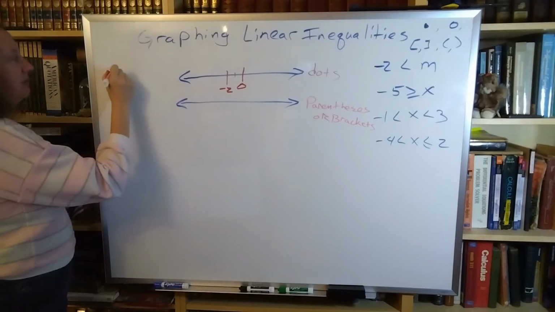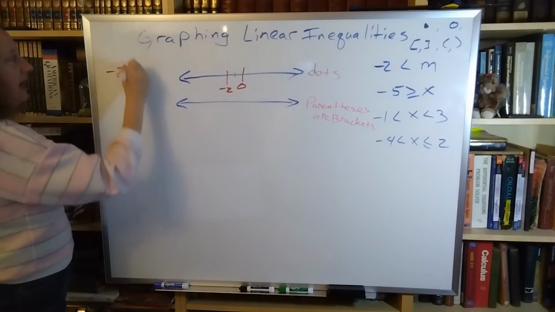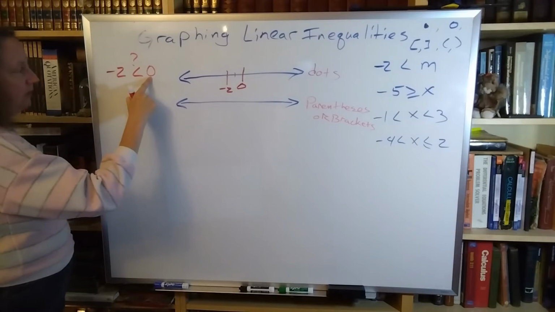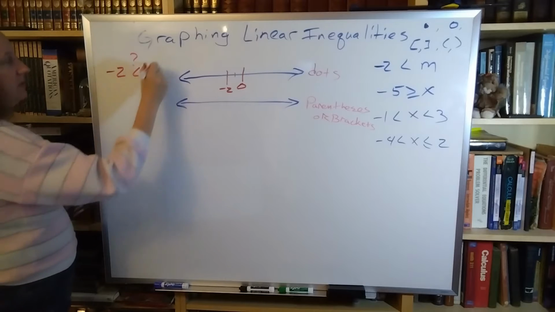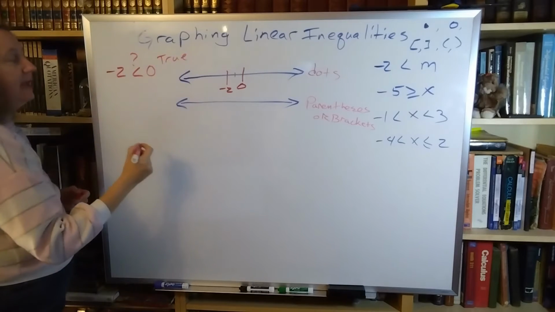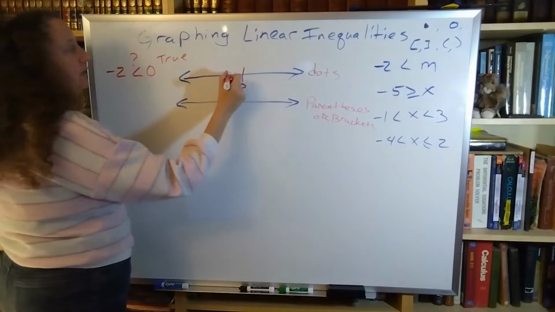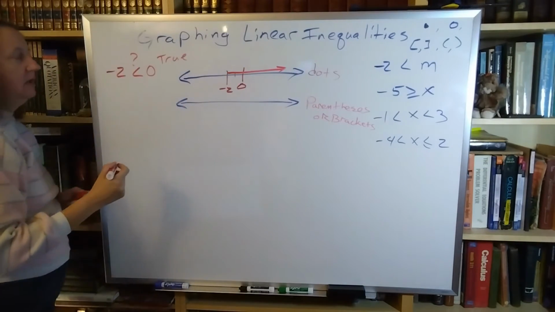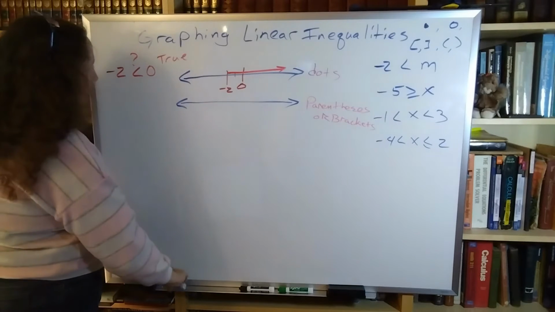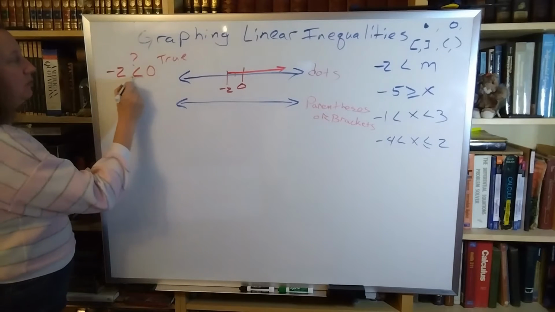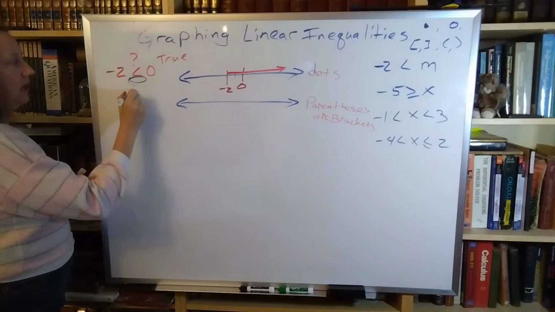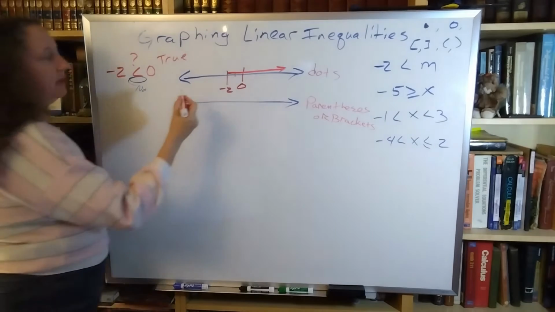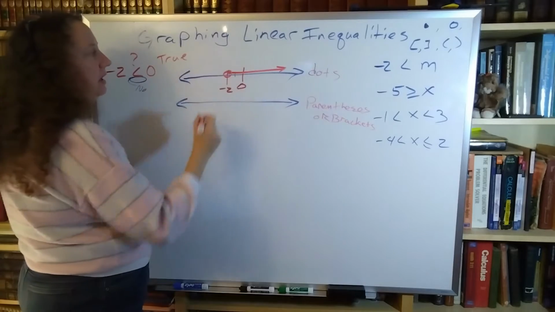So I'm going to compare that -2 and say, is that less than 0? So same thing, just replace the letter with a 0. Is that a true statement? So that is telling me I want to go in the direction of 0. So I want to go in that direction. Then the next thing I have to look for is, does it have an equal to part on it? And no, it does not. So that is telling me that I want to use my open dot.